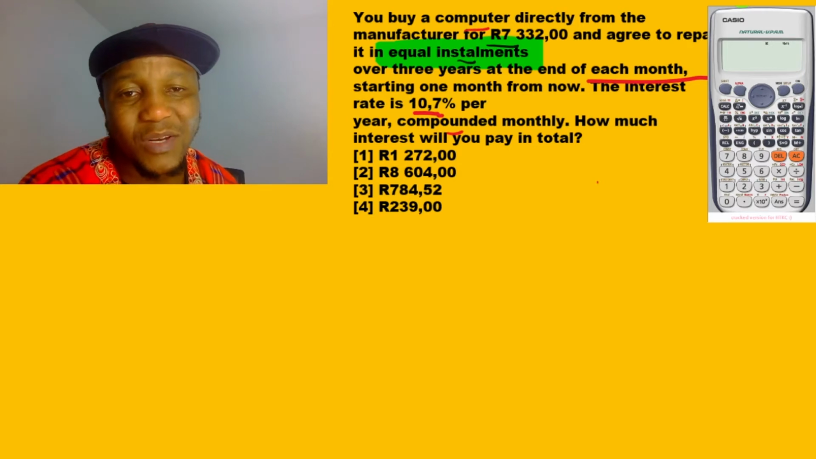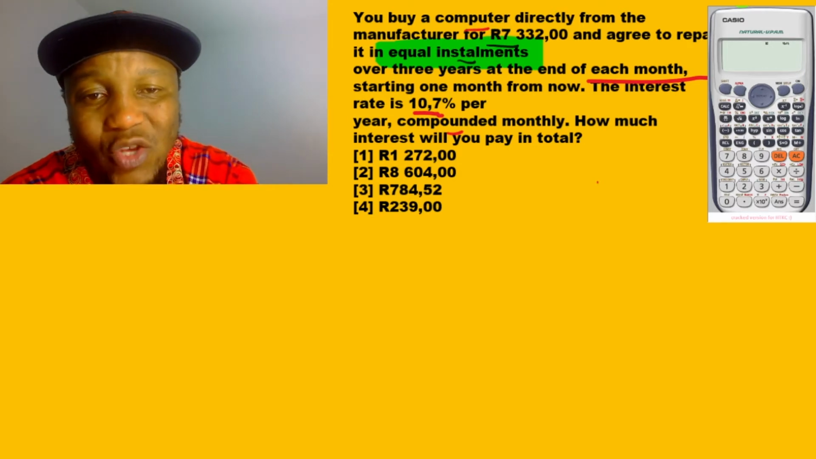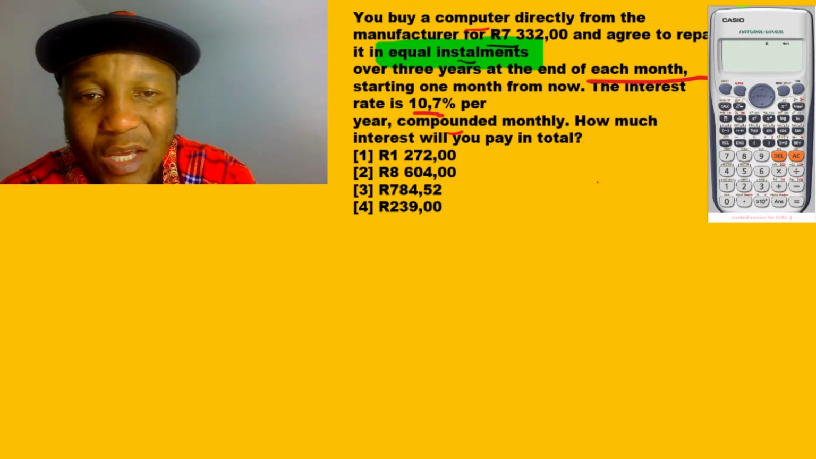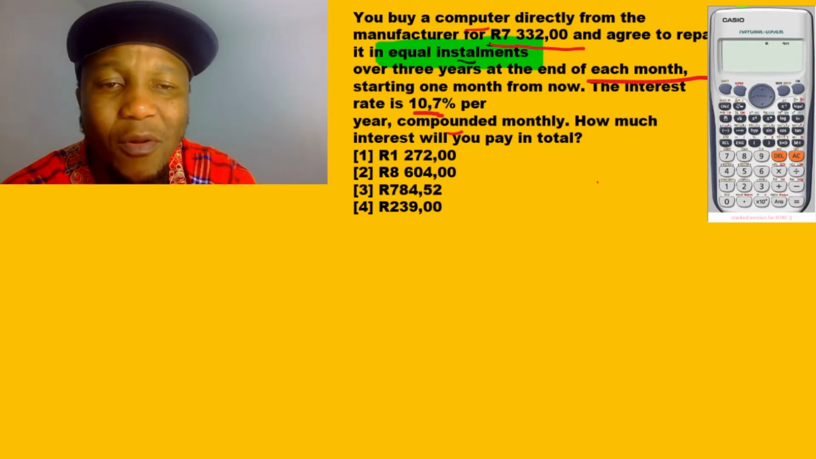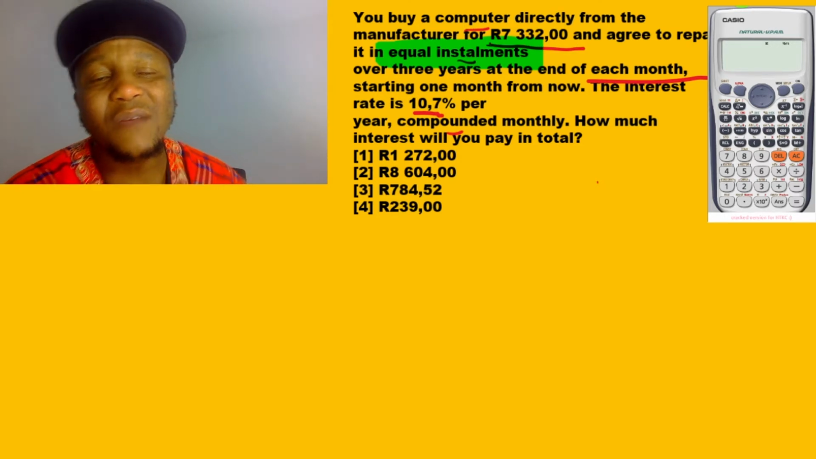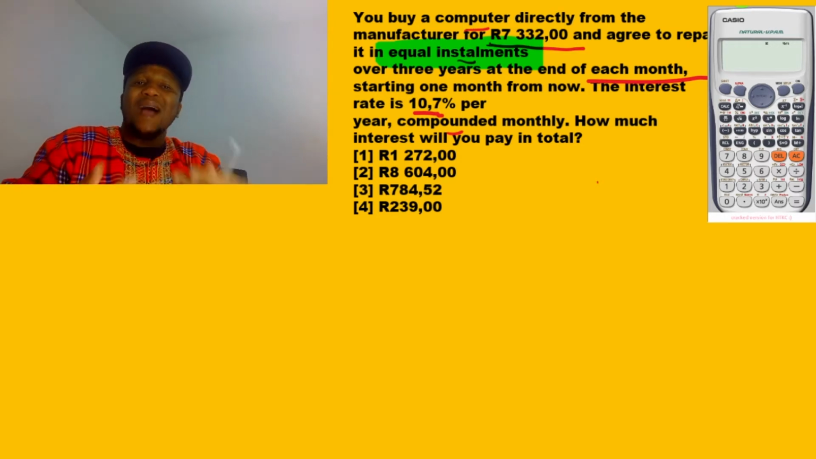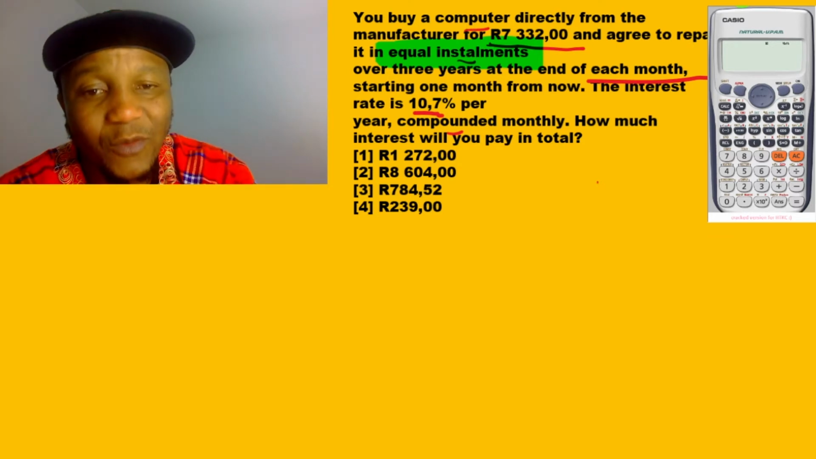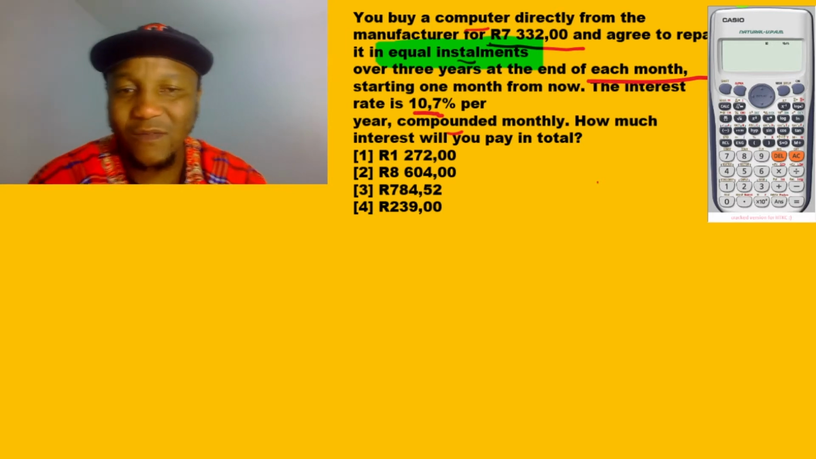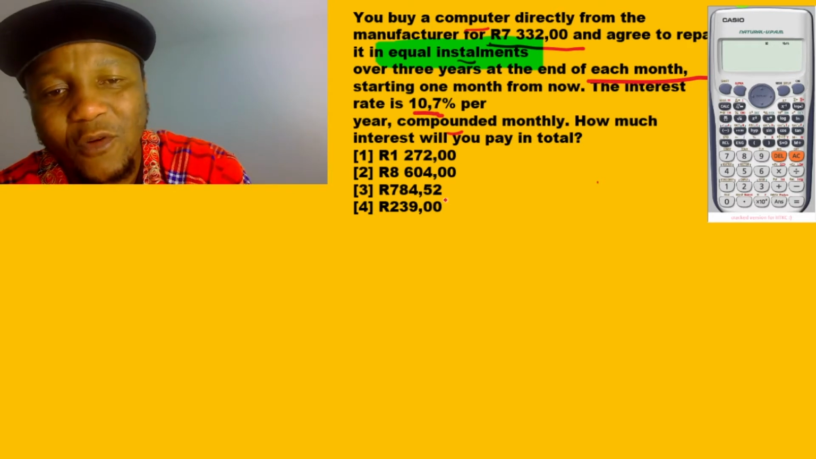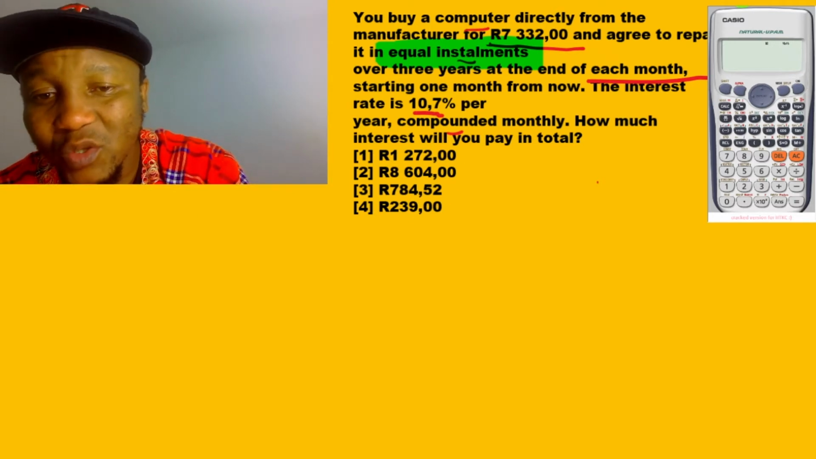Now, how am I going to define present value? You have money. You want to go and buy something. Even if you don't have it, but they say you can buy and then pay in equal payments. So it means you have something with you. For that case, I'm going to apply the present value formula, because I have something.